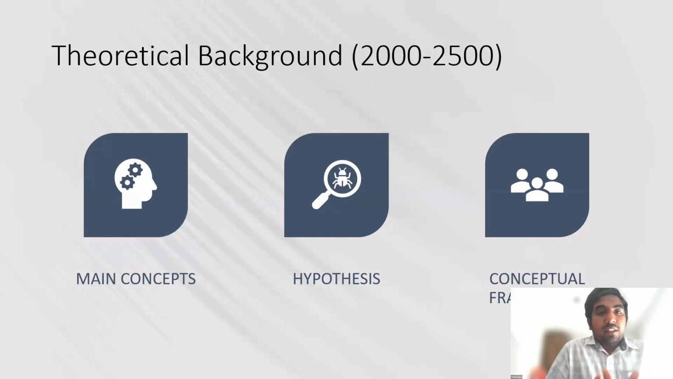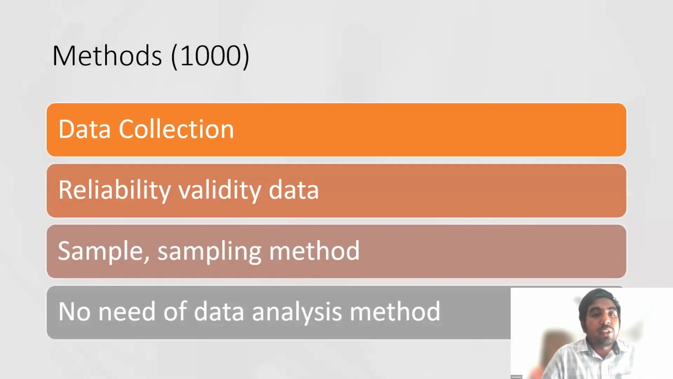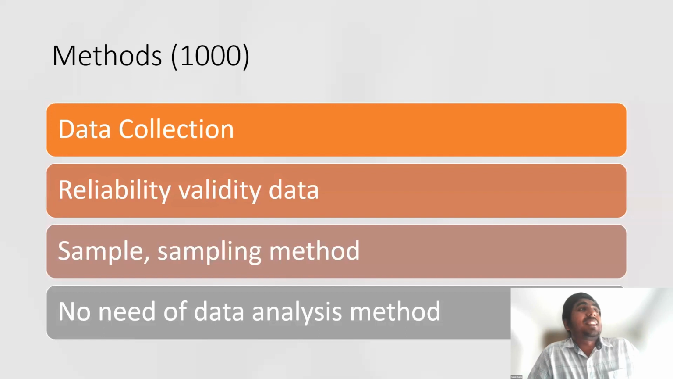So in the theoretical background, we give a theoretical explanation about our research problem. Then we can move into the methodological section, or methods section. Here, these things can be explained. Especially you need to mention how you collected data.